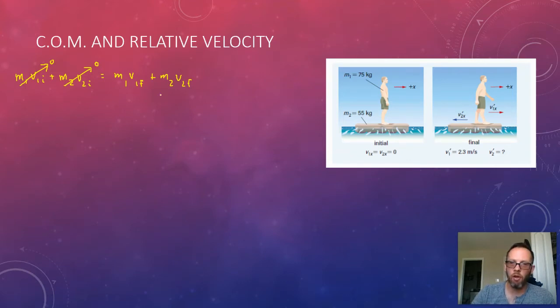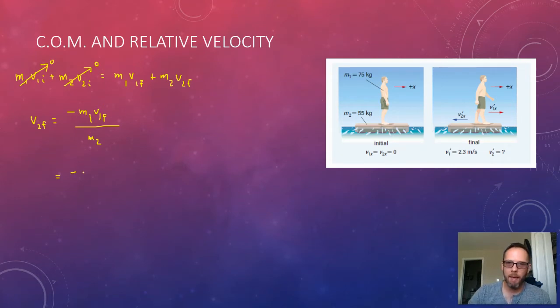We're solving for v2f, because v1f is the person's final speed. So solving this for v2f, we get negative m1 v1f, moving it left, divided by m2. And I don't want to generalize that all problems are the same, but this setup is generally true for any explosion question where two things are just going off in opposite directions.